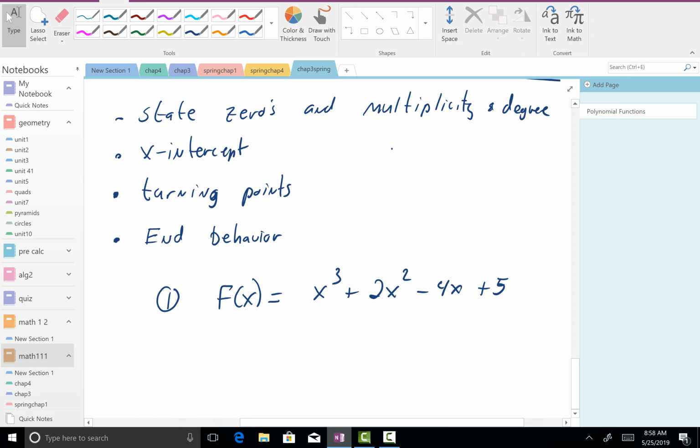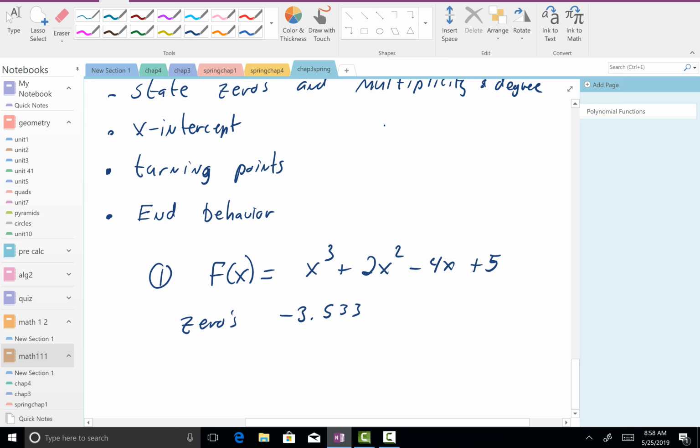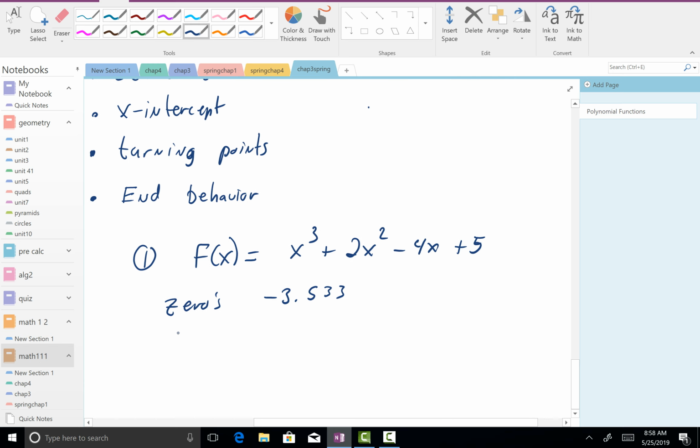Negative 3.533. Okay. That's the only one? Okay. That's the only one. It's possible we're only going to get one. So that's also the x-intercept. Okay. Turning points. I better take a look at this now.